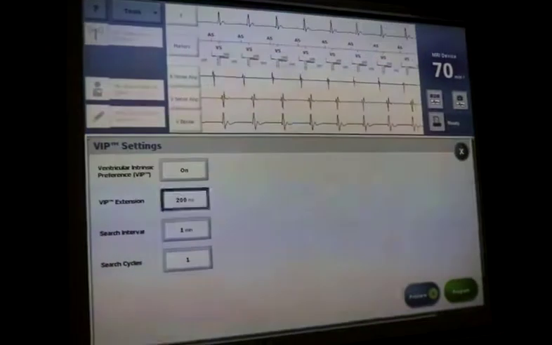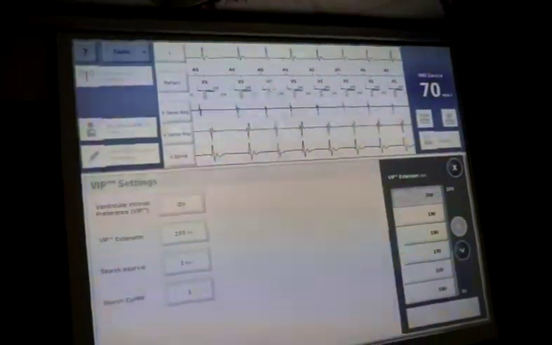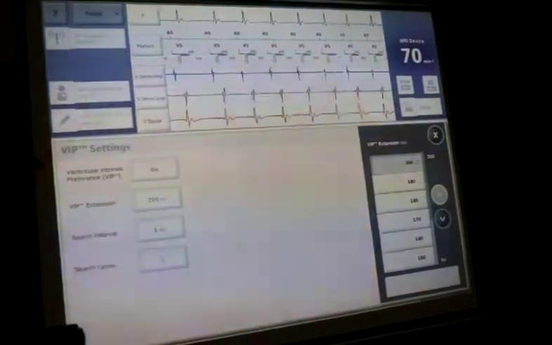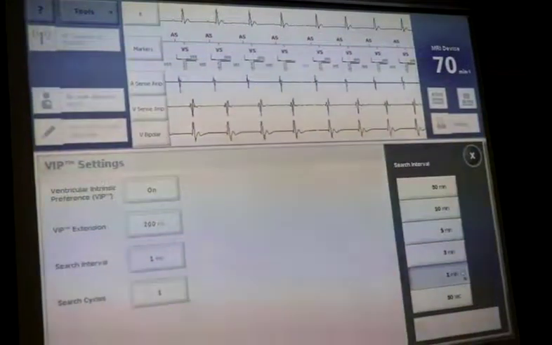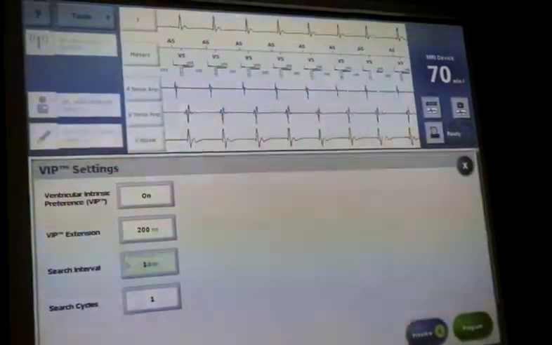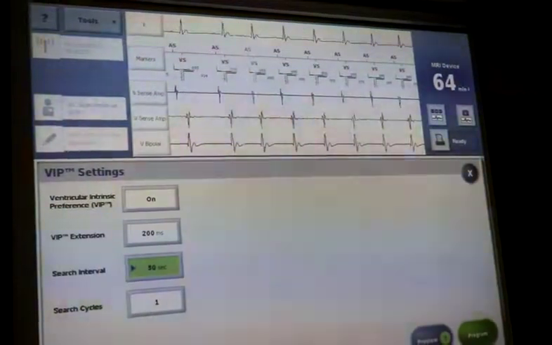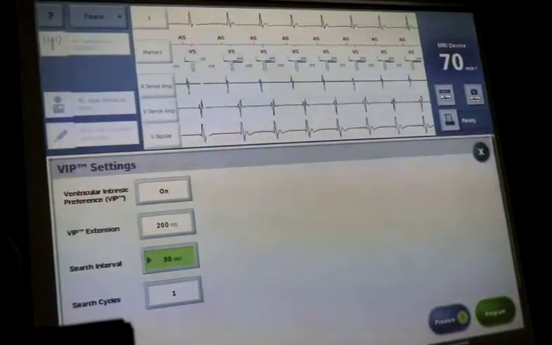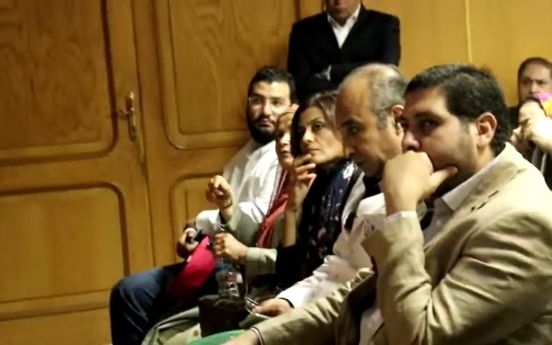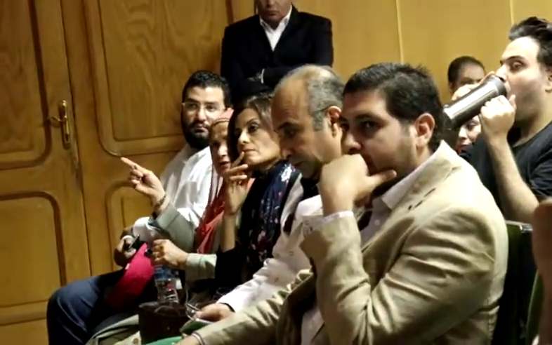If I click this panel, I can make this a little more aggressive if I want. I can change this 200, not in this situation, but in other situations I can make it longer or shorter. I can also search more frequently, maybe for intrinsic conduction every 30 seconds. So if we're pacing the ventricle, every 30 seconds it will make the AV delay longer by 200 milliseconds on top of our AV delays. Shortening the search interval will delay the pacing by 200 milliseconds every 30 seconds for one interval.